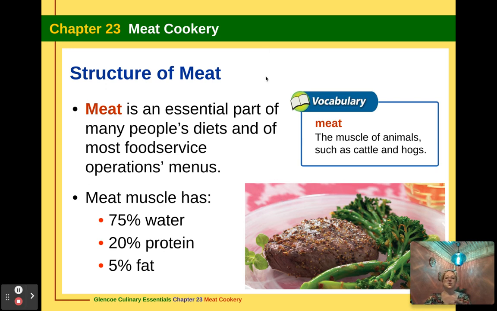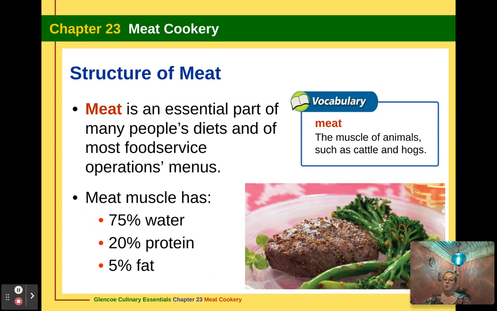So, the structure of meat. We're talking about the muscle of animals. The most common ones in the American grocery store are cattle and hogs, cattle being cows. Meat is composed of mostly water, protein, and fat. When you look at different cuts of meat, which will be in the next video, the percentages may change a little depending on where it comes off the animal.